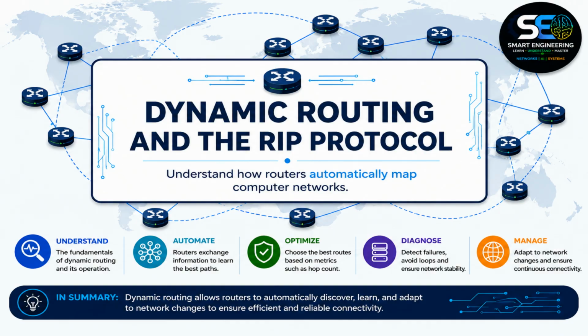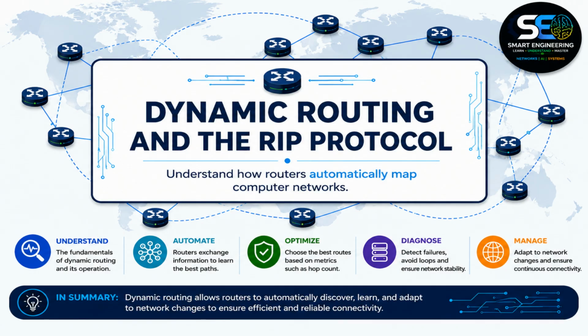Thanks to protocols such as RIP, routers exchange information with one another in order to automatically learn available paths and adapt to network changes. In this lesson, we will understand how routers discover networks, how they choose the best paths, and how they react when a failure occurs.